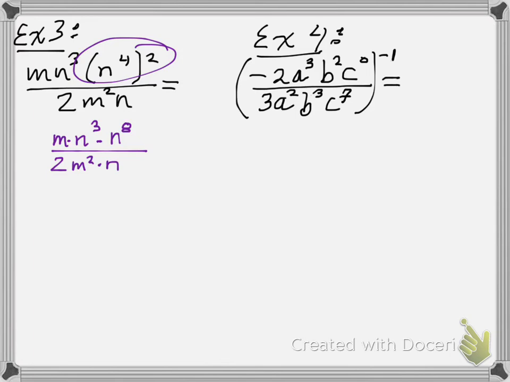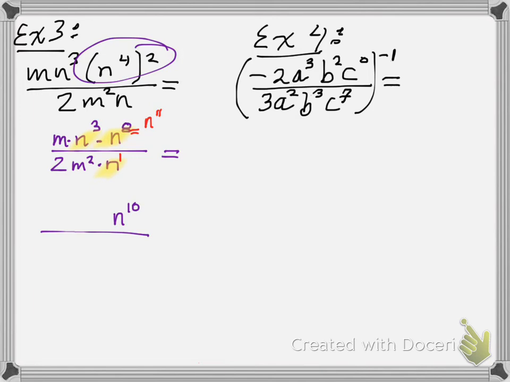Okay, so now I see I have n to the 3rd times n to the 8th on top, divided by another n. So I could combine all that at once: 3 plus 8 gives me n to the 11th, right? And then between top and bottom, n to the 11th divided by n, I would subtract, right? And I'd get an n to the 10th power. So then I know on my next line, I'm going to need an n to the 10th power on top.